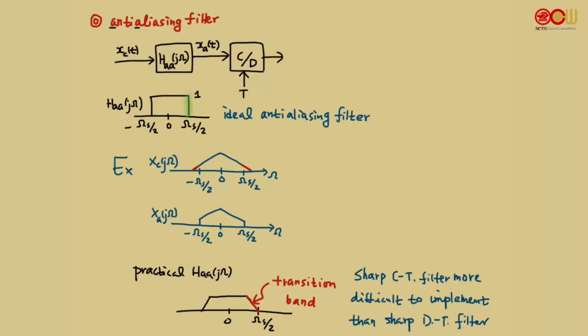But one problem here is that sharp continuous time filters are more difficult to implement than sharp discrete time filters. So it's desirable to move the computation to discrete time. In continuous time, we would like to use as simple as possible a continuous time anti-aliasing filter, and then offload the computation to discrete time. One way to do this is to sample at a higher sampling frequency and then decimate in discrete time.